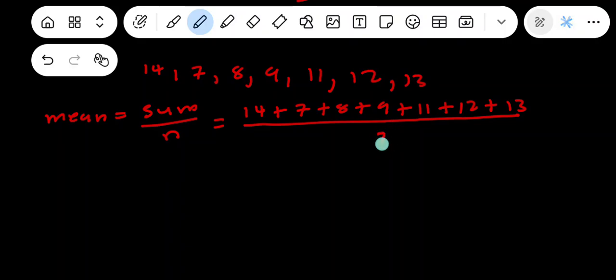We have 7 terms. So when you add the top part and punch all of these in, you should get 10.571. That is your mean.